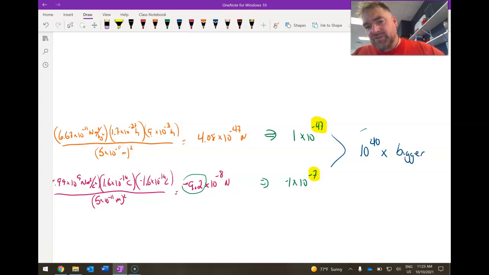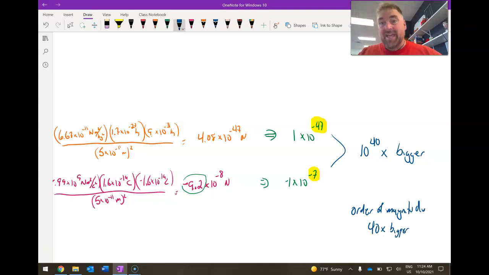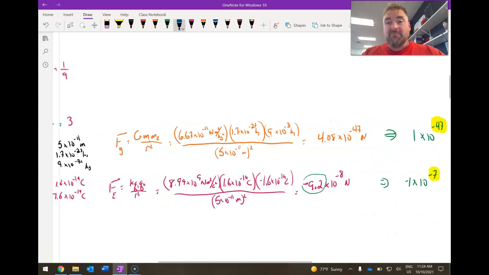Okay, and I got that by just subtracting them. So negative 47 minus 7 is 40. Actually, it should be negative 7 minus negative 47 to give you 40. So it's times 10 to the 40th bigger. Its order of magnitude is 40. Order of magnitude is how many powers of 10 bigger it is. So it is massively huge.